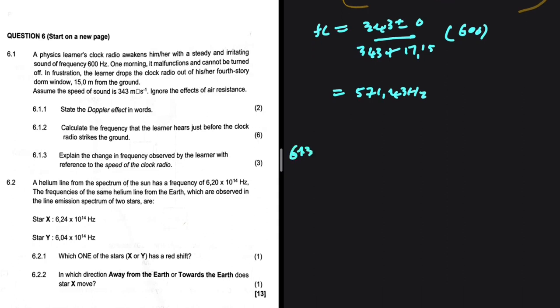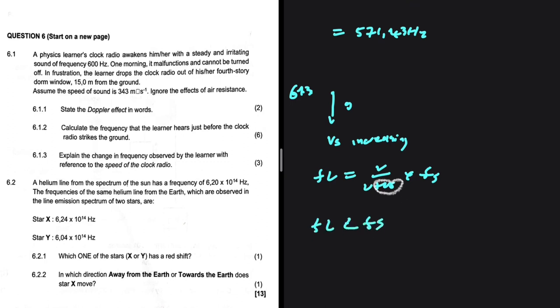6.1.3. Explain the change in frequency observed by the listener with reference to the speed of the radio clock. As the clock is going down, obviously under the influence of gravity, the velocity of the source is increasing. We know fully well that the frequency observed by the listener is equal to V divided by V plus Vs, multiplied by the frequency of the source. So if Vs is increasing, then FL should be decreasing. The frequency observed by the listener should be less than that emitted by the sound source.